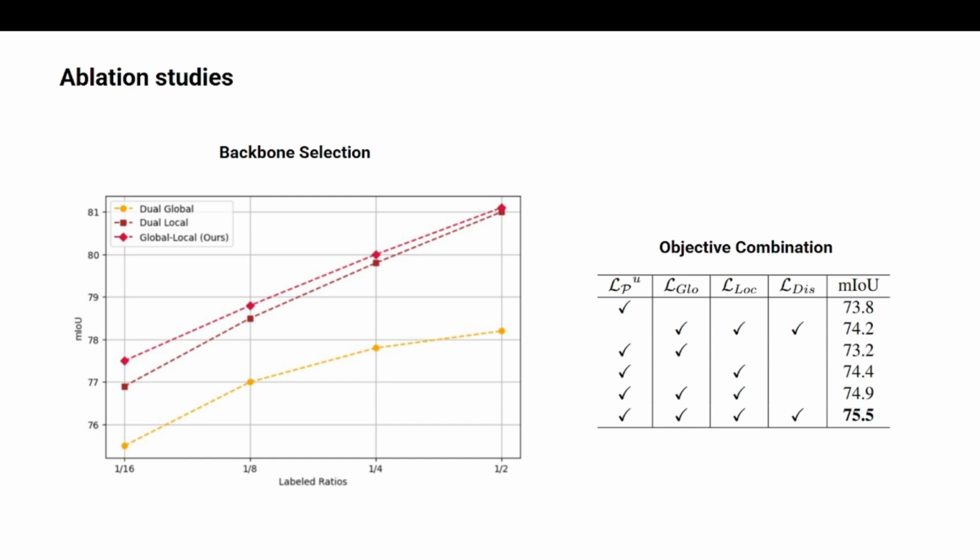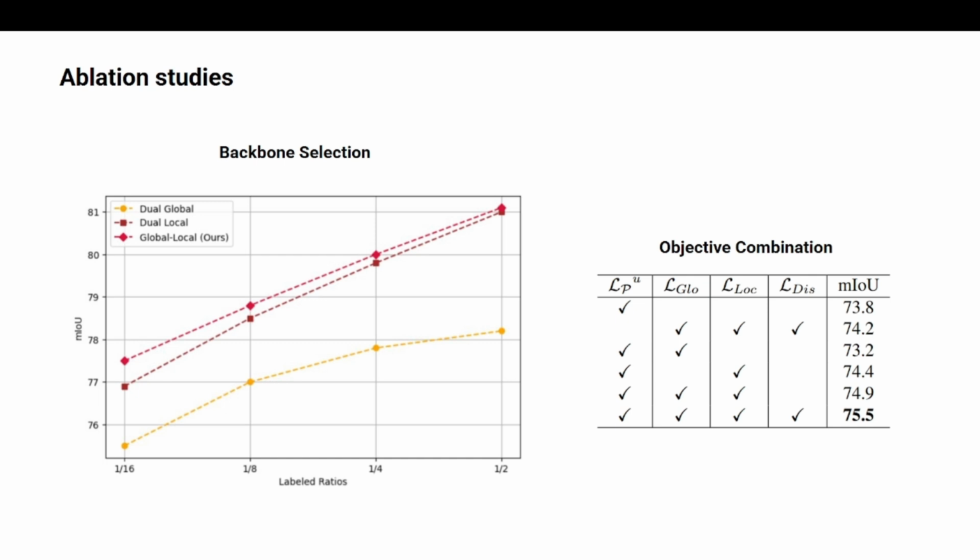We conduct two ablation studies, including backbone selection and objective combination. We analyze the impact of the teacher model backbone types on the student performance via a backbone selection figure. We conduct three settings and find that the dual local yields minor gains, while the dual global improves results significantly, showing that global context is more powerful.